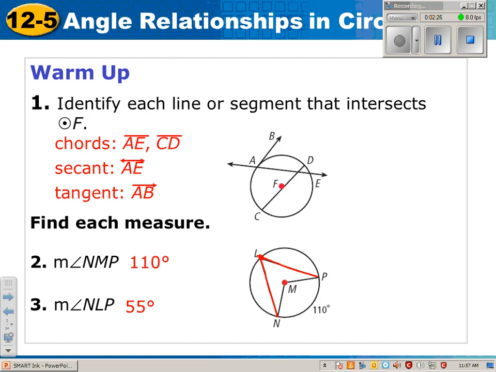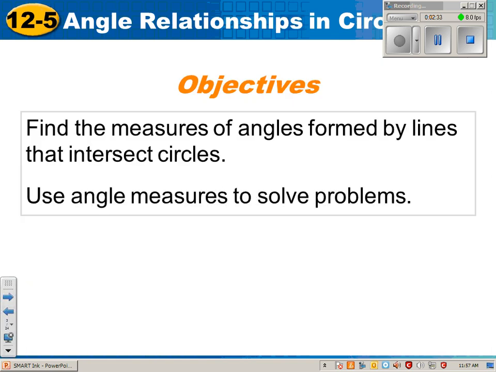Okay, so that was reviewing the stuff we had done before. Any questions about that? Okay, let's just kind of talk about what we're going to be doing when we get back from lunch. We're going to be talking about finding the measures of angles that are formed by intersecting lines in circles. You already know two. You know the angle, if it is central, is the same as the arc. You know the angle, if it is inscribed, is half of the arc.